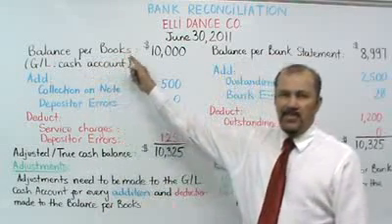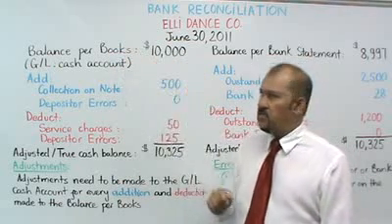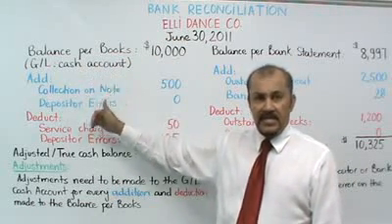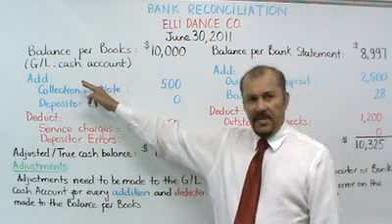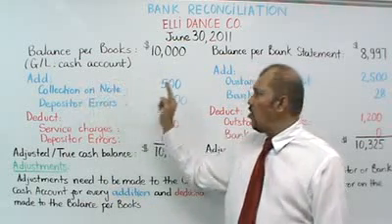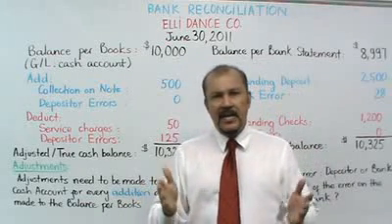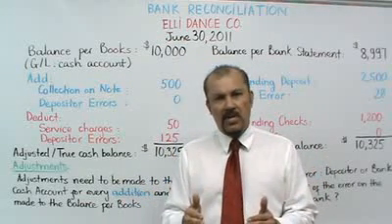And again, the balance per books for June 30th is $10,000. To that, we're going to add certain items and then deduct certain items. From an addition standpoint, I have collection on note, $500. This could be, for instance, an example where Ellie Dance Company is a small company.